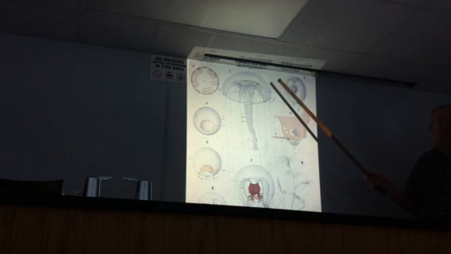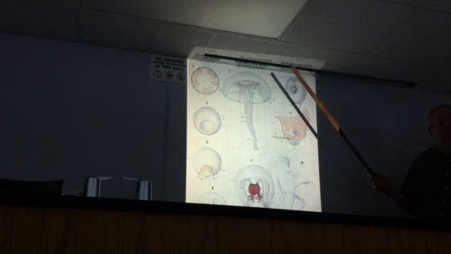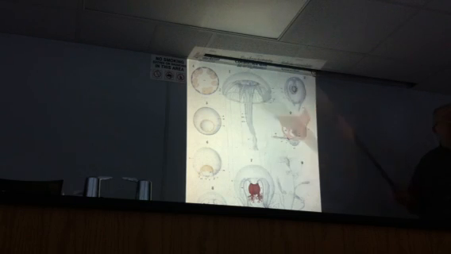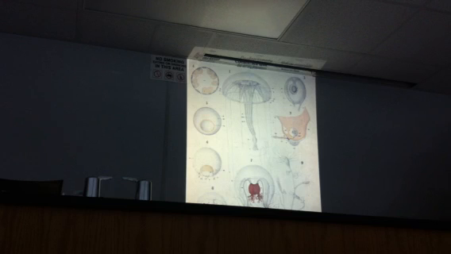It has rhopalia. How many? Typically 8. It may have 4 or 16, but typically 8. This is a rhopalium magnified. Good. It seems like most of you have this.